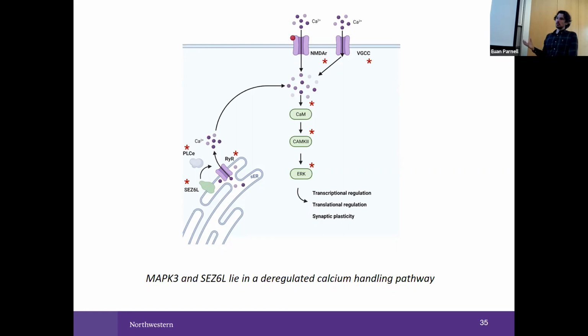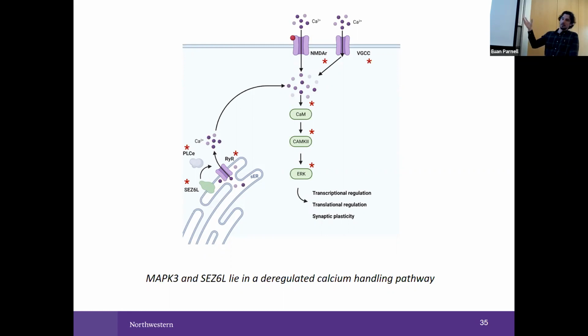But this calcium signal is also nuanced by the activity of sarcoplasmic reticulum stores. So within the ER, there are calcium stores. In response to depolarization and calcium influx, you get calcium-induced calcium release. And SEZ6L has a well-documented role in regulating that process. Through phospholipase C epsilon and the ryanodine receptor, you can increase the calcium levels within the cell in response to a normal depolarization event. And you see I've got little asterisks here next to all of these proteins.